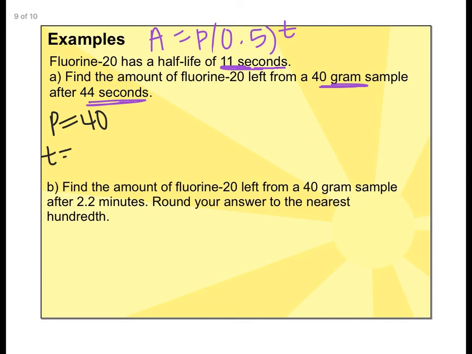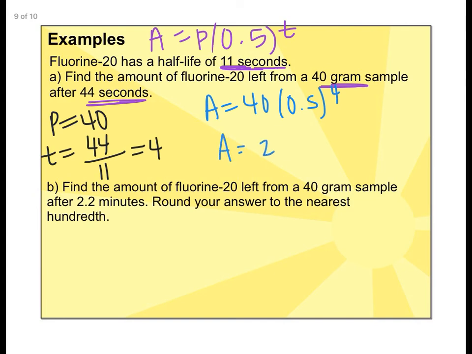And then T, if you think about it, T is the number of half-lives in a given period. So if 44 seconds passed, I have to figure out how many half-lives occurred in that time period. So I take the 44 seconds, divide it by how long one half-life takes, so 44 divided by 11, and that tells me that T is equal to 4. So there were 4 half-lives in that period. Plug in what I know, so I get A is equal to 40 times 0.5 to the 4th power. Can simplify it in my calculator, and I'll find out that I have 2.5 grams left after 4 half-lives.